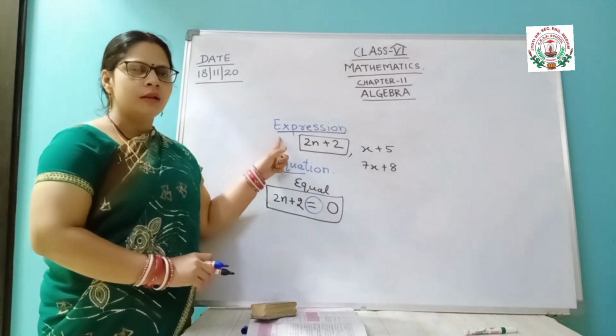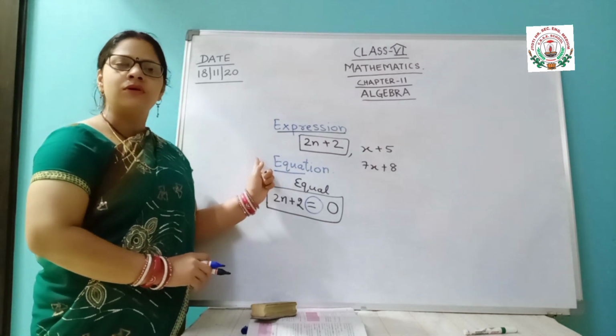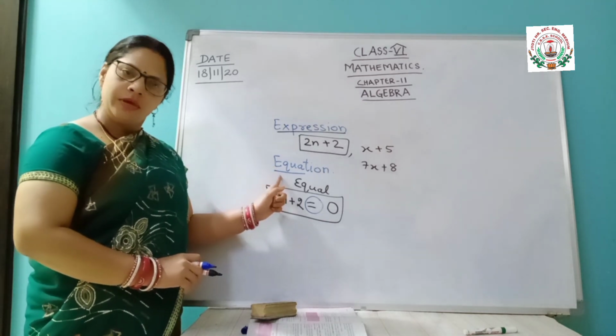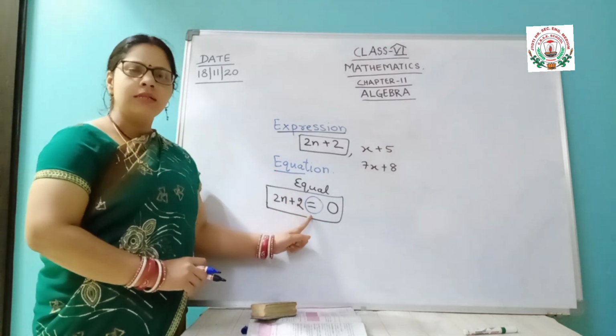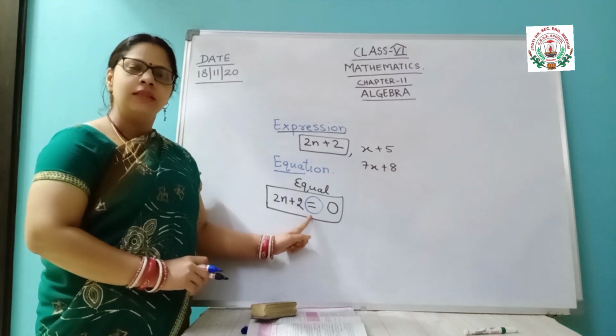Expression में कोई equal का sign नहीं होगा. But equation is making the sound of equal also. So equal means it will have one sign of equal also. So one equal sign will be visible there. वहाँ पर एक equal का sign symbol दिखेगा.